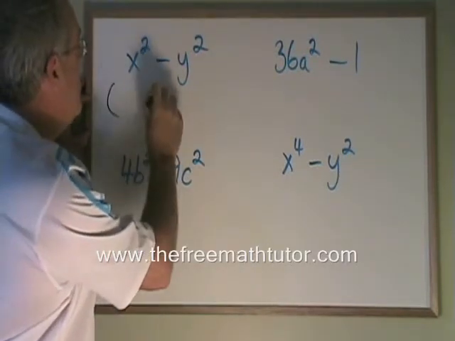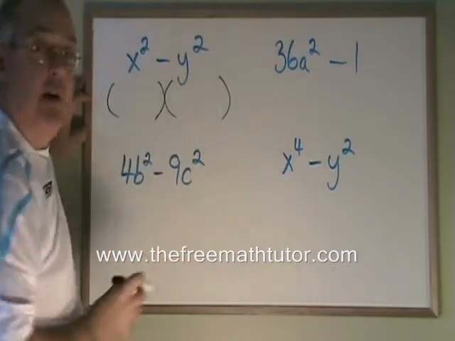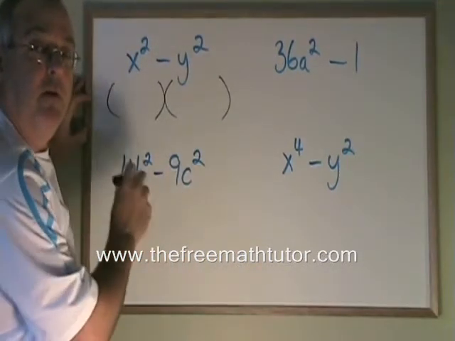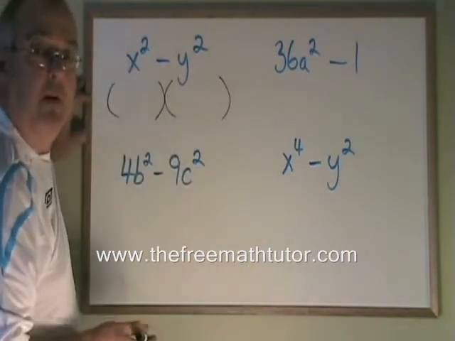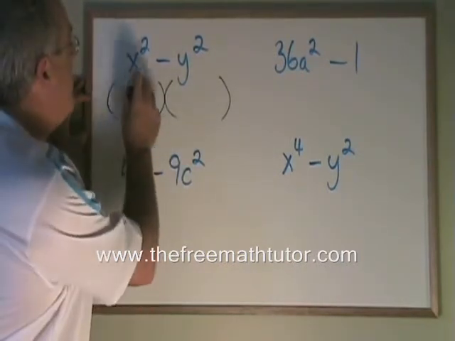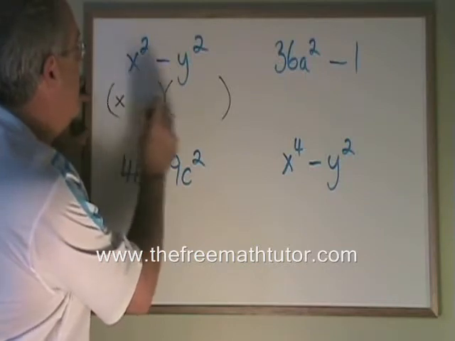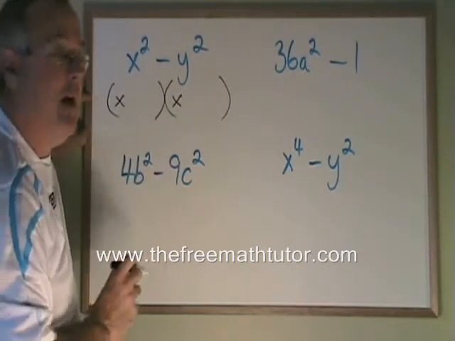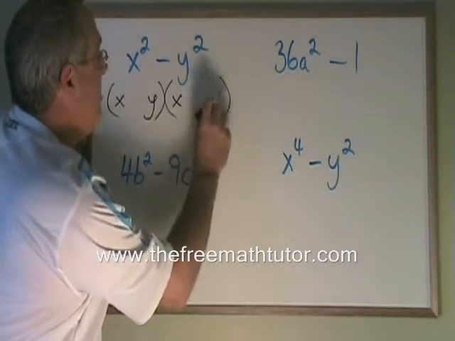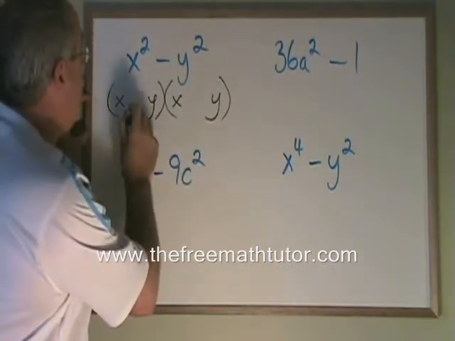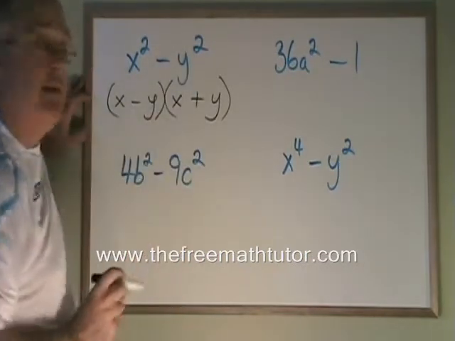What we do is we write two pairs of brackets, because the answer to a difference of squares factoring will always be two binomials being multiplied by each other. The square root of the first term goes in the first position in both brackets. The square root of the second term goes in the second position in both brackets. And one bracket gets a minus sign, the other gets a plus.